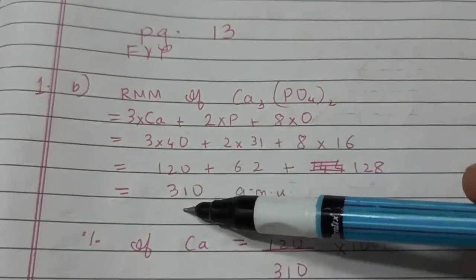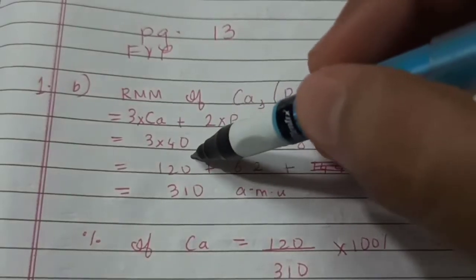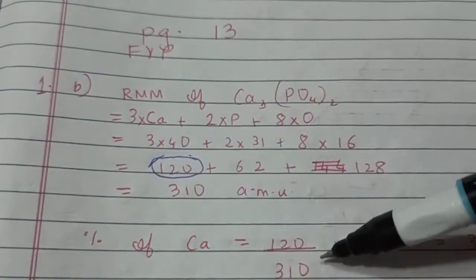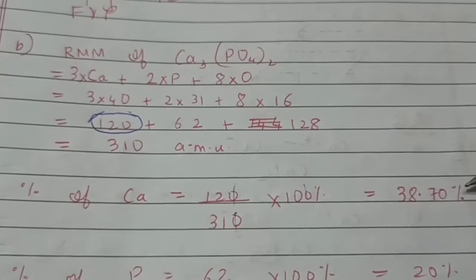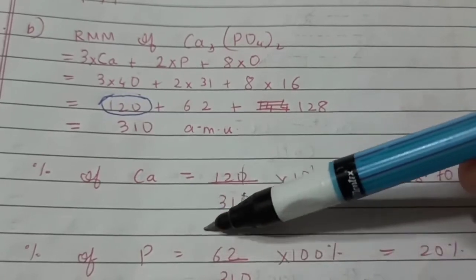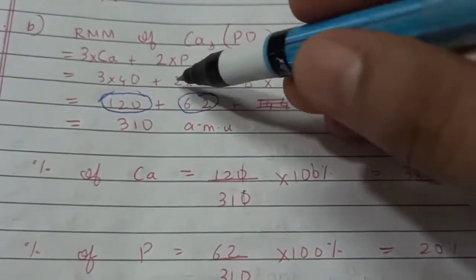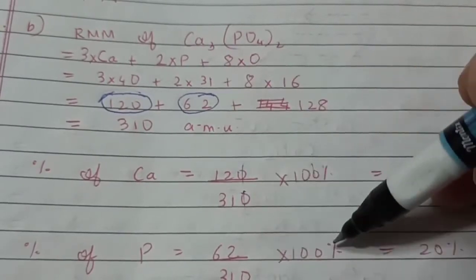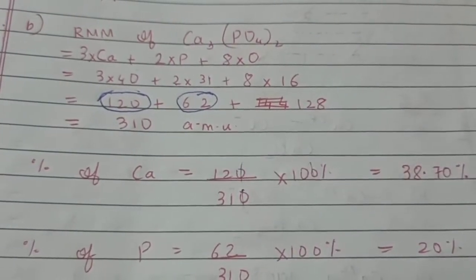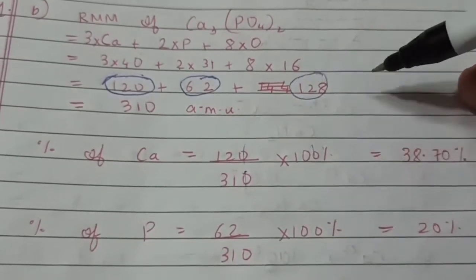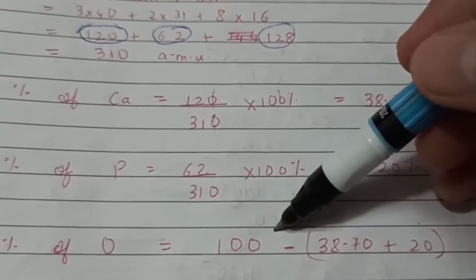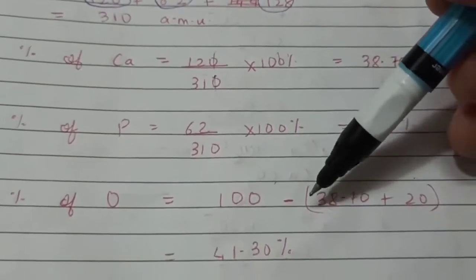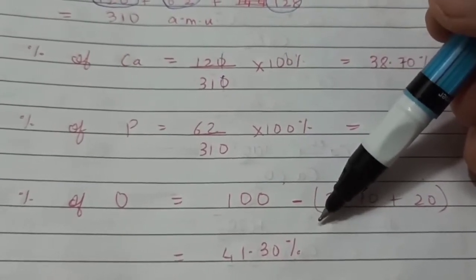Now out of 310, how much is for calcium? It's 120. So 120 upon 310 into 100%. Solve it and you get 38.70%. Don't just copy, work it out in your rough work. Next, percentage of phosphorus. It's 62 totally, 3 into 31 is 62, upon 310 into 100%, that's 20%. Now for oxygen we can do 128 upon 310, or we can just add these two percentages and subtract it from 100, because oxygen will be the remaining percent, which comes up to, always solve up to 2 decimal places.